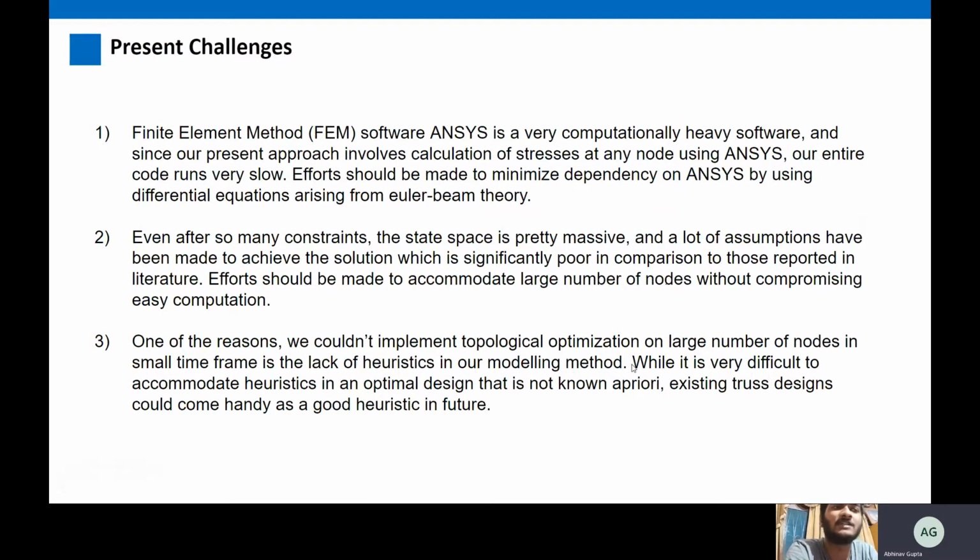So maybe in future we should consider using heuristics so we can further prune the state space and explore the different nodes intelligently. Existing trust designs could come in handy as a good heuristic in future.